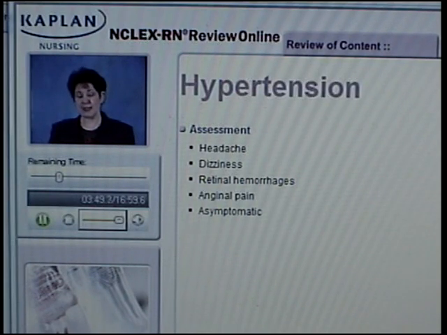There are several risk factors for the development of hypertension. These are things such as family history. If you have a high sodium intake, you're more predisposed to develop hypertension. Physical inactivity could lead to it. Excessive alcohol intake. Some other contributing factors would be a stressful lifestyle.